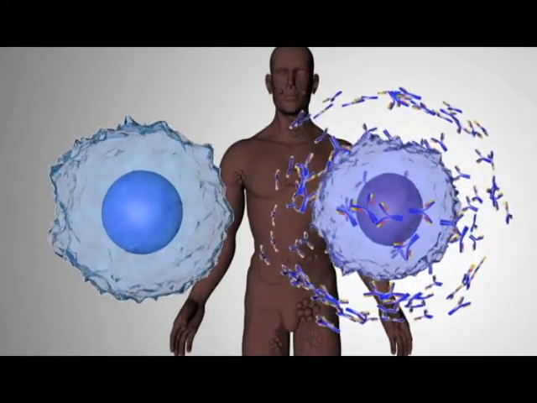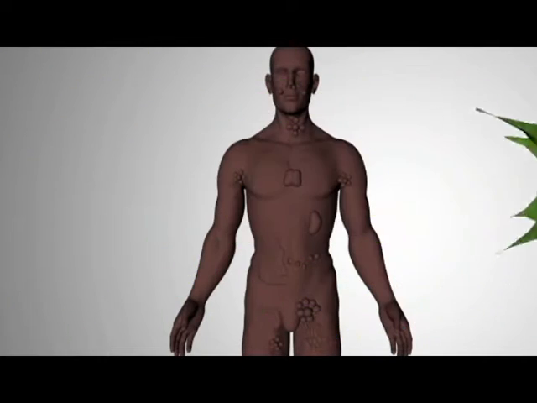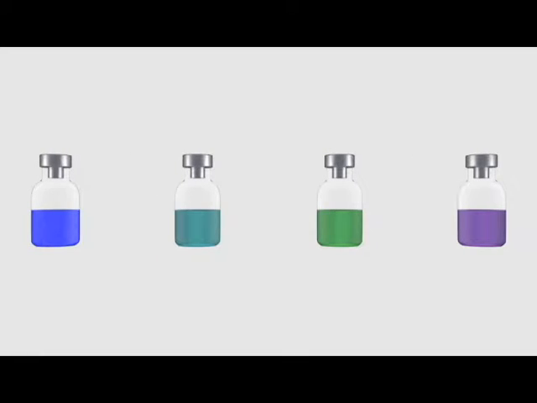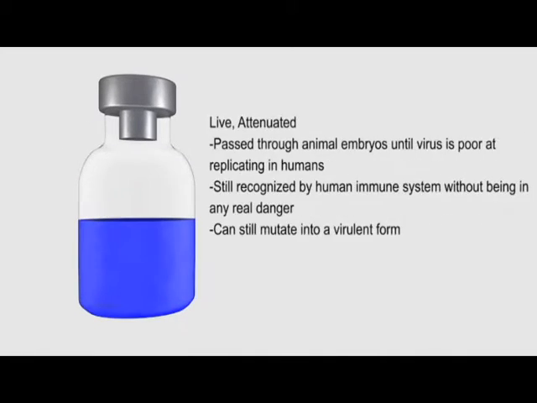But sometimes these lymphocytes are not enough. For dangerous viral and bacterial infections, vaccines are utilized to bolster the immune system. There are 4 types of vaccines. Live or attenuated vaccines are produced by altering the replication patterns of the virus.